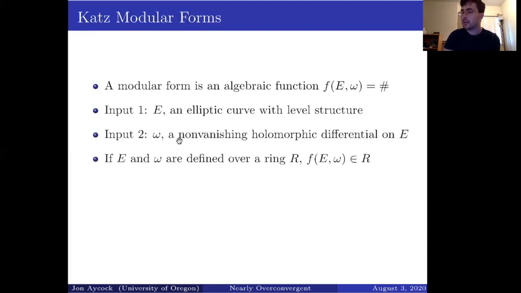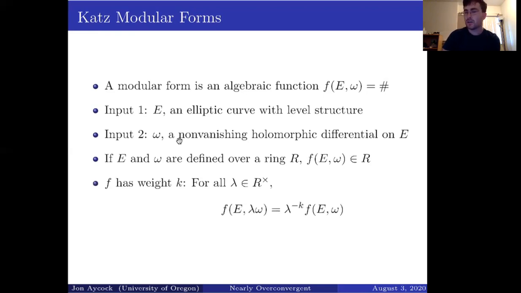And if E and omega are defined over some ring R, these are kind of algebraic constructs. If they're defined over some ring R, then f of E, omega should be a number in R in particular. So if these are defined over Z adjoin 1 over p, for example, then only p's are allowed in the denominators. But if they're just defined over C, over the complex numbers, then you actually get a complex number out. You might get something fully complex.